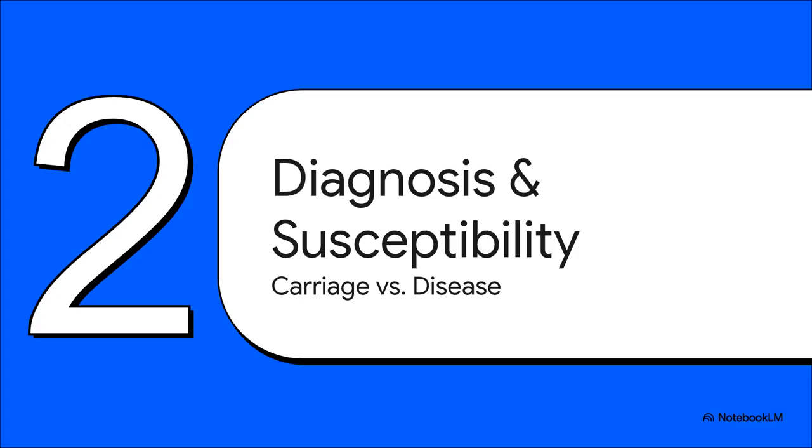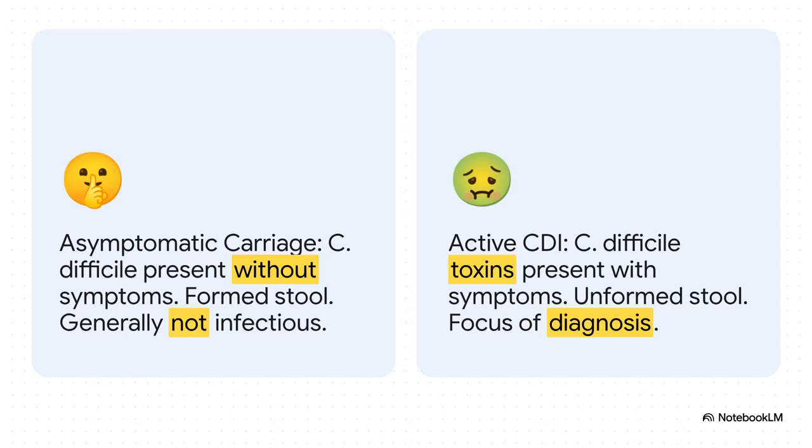Okay, so this naturally leads us to the critical step of accurate diagnosis. How do we differentiate simple carriage from active toxin-mediated disease? And this is a really important distinction. Detecting the organism is not the same as diagnosing the disease. Asymptomatic carriage is surprisingly common, especially in infants. Our focus, for both diagnosis and treatment, has to be on patients who have clinical symptoms, namely diarrhea, and in whom we can detect the actual toxins. That's why we only test unformed stool.